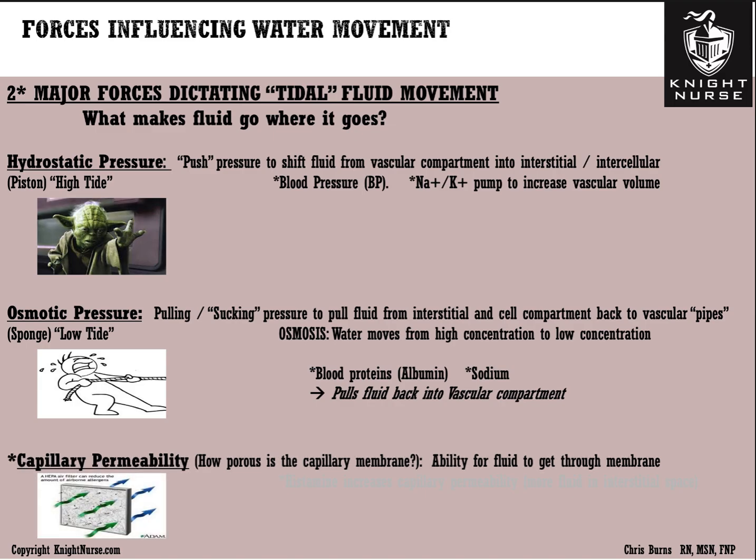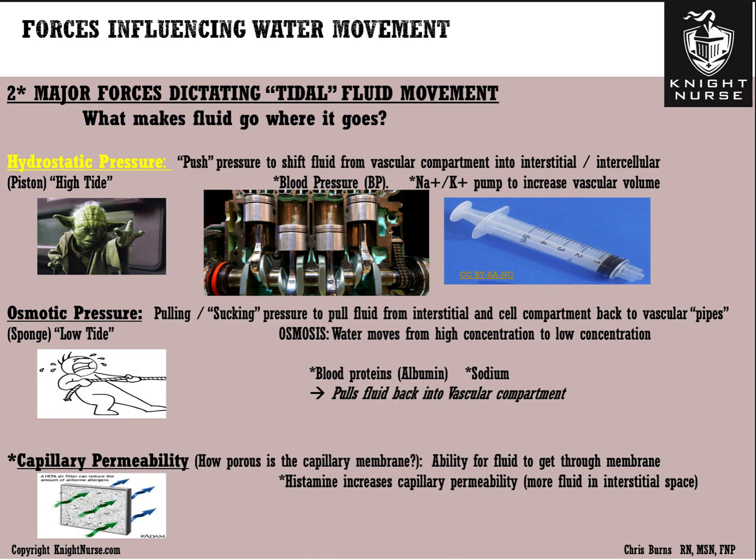The asterisk is capillary permeability because it sometimes plays a role in certain illnesses. And capillary permeability is how porous is the capillary membrane to allow fluid to get through. So when we talk about histamine increasing the capillary permeability in inflammation, this is what we're talking about. So we have to keep that in mind.